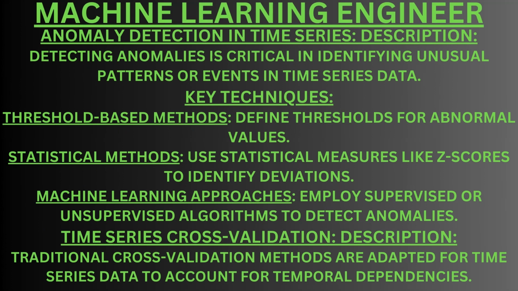Anomaly detection in time series. Description. Detecting anomalies is critical in identifying unusual patterns or events in time series data. Key techniques: threshold based methods define thresholds for abnormal values. Statistical methods use statistical measures like z-scores to identify deviations. Machine learning approaches employ supervised or unsupervised algorithms to detect anomalies.